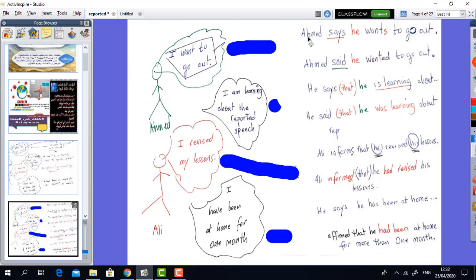We said that we can distinguish between a reported speech using a reporting verb in the present simple and in the simple past. Ahmed says he wants to go out. Note here that the tense of the main verb in the sentence said by Ahmed is the same, but we just changed the pronouns.